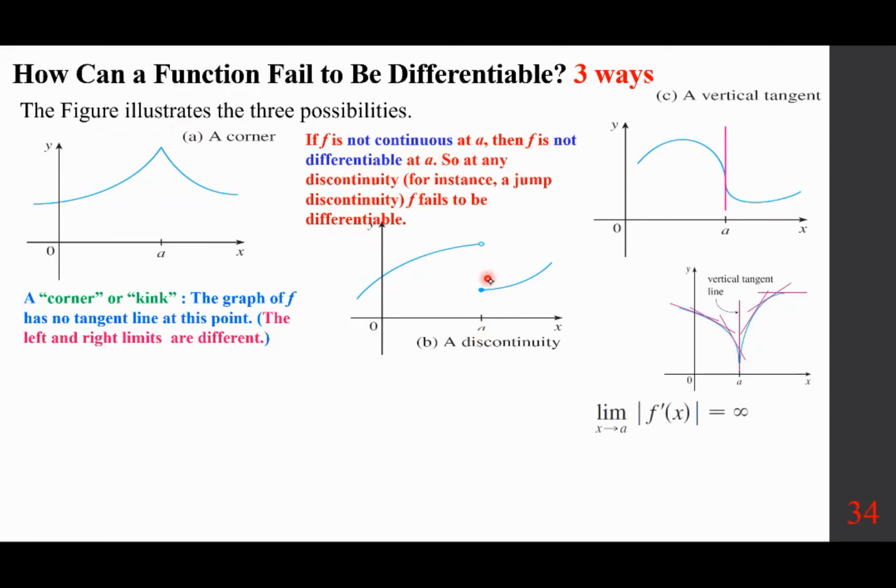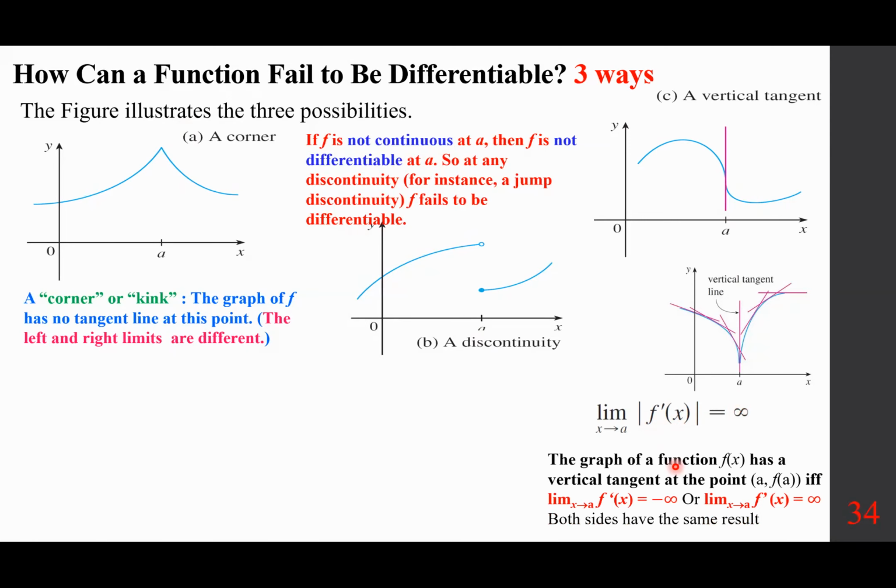A vertical tangent line is when the limit of the absolute value of f prime as x approaches a is infinity, meaning either infinity or negative infinity from both sides. So the graph of a function f of x has a vertical tangent line at the point (a, f(a)) if the limit of f prime of x as x approaches a is minus infinity or infinity and not both, meaning the derivative is infinity or negative infinity.